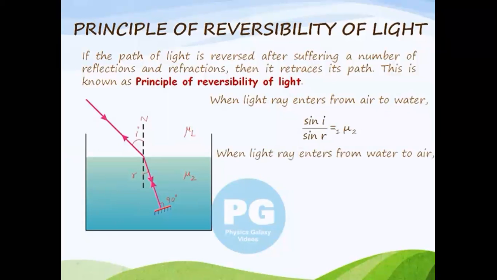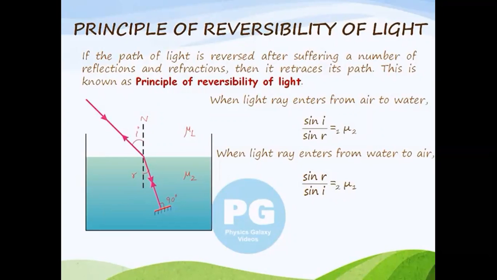And after reflection, when the light ray enters from water to air, in this case the angle of incidence will be R, and the angle of refraction will be I for the return path. So in Snell's law, we can write sin R upon sin I is equal to the refractive index of air with respect to water, because we always write the refractive index of the second medium with respect to the first medium. So for the return path, the first medium is water and the second medium is air, so sin R upon sin I is equal to mu1 upon mu2. That we can write as 2 mu1.